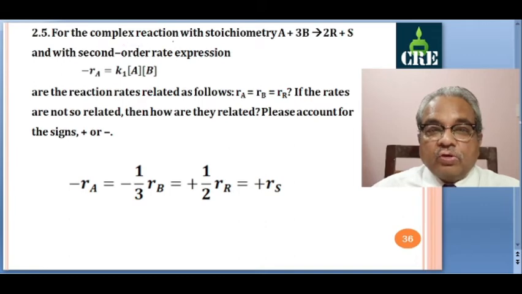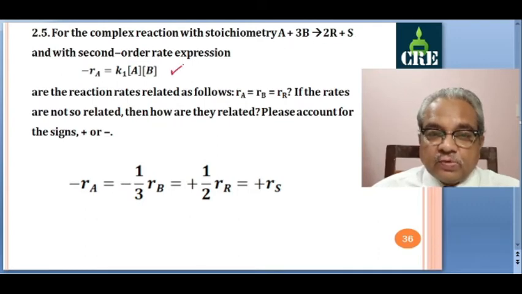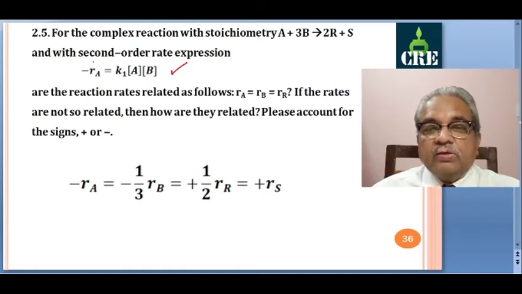2.5. For the complex reaction with stoichiometry A plus 3B gives 2R plus S, with a second order rate expression. Total number of moles are 4 on this side and 3 on this side. The rate expression is known from experimentally determined data. From experimental data, this has been found out: some rate constant k1, first order with respect to A, first order with respect to B.